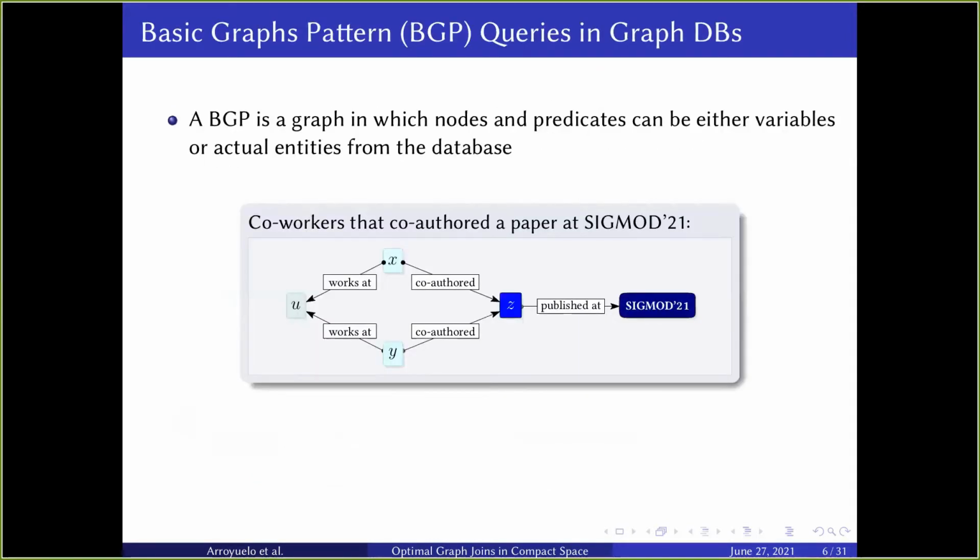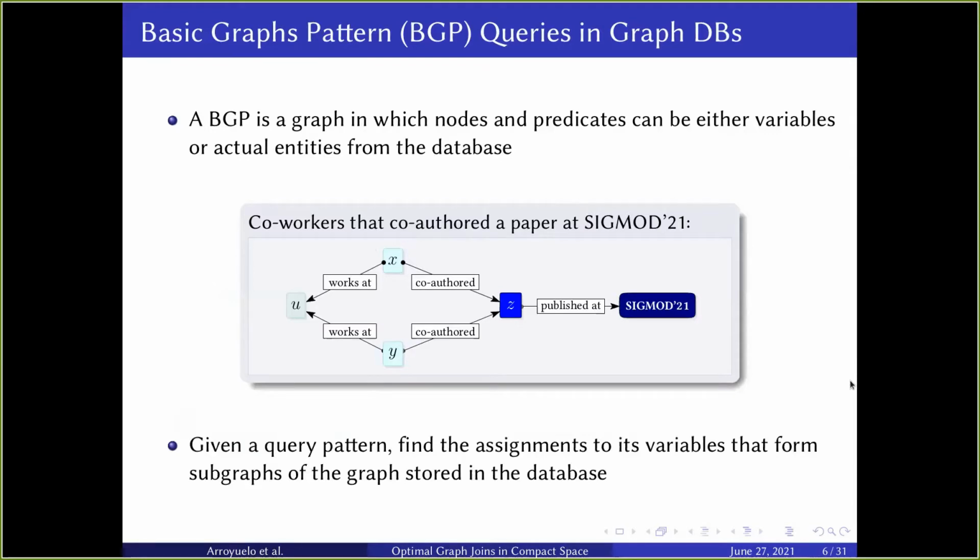Under this representation, a basic graph pattern, or BGP for short, is also a directed edge label graph, in which now you can have variables both at the labels and at the nodes of the graph. For instance, if you have a graph representing the publications of this year's papers, you can query for the co-workers that co-author a paper here at SIGMOD using this basic graph pattern. Evaluating a basic graph pattern query is basically finding assignments for the variables that are present in the BGP, so that when you replace these variables by their assignments, you end up with subgraphs of the graph that you have represented in your database.